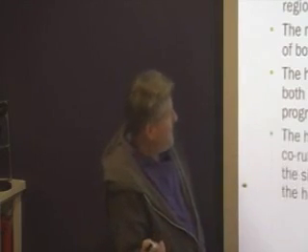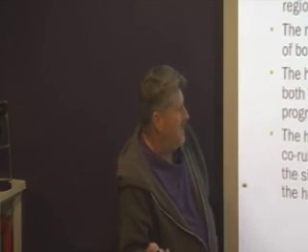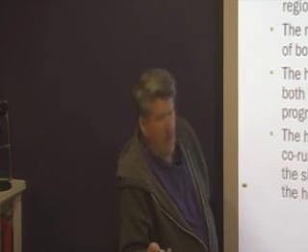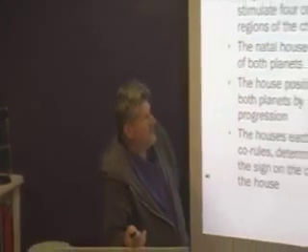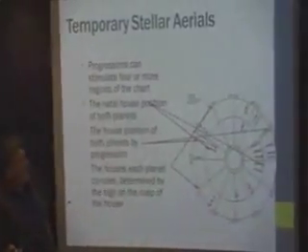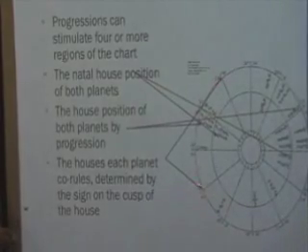So then what we look at is the house each planet co-rules, determined by the sign on the cusp of the house. What does the Sun rule? Leo, 5th house. And Jupiter? Sagittarius, and the 9th house. 9th and 12th. Well, this is the 11th house. Actually, Jupiter rules Sagittarius and Pisces. So it's going to stimulate the 11th house and the 2nd house.